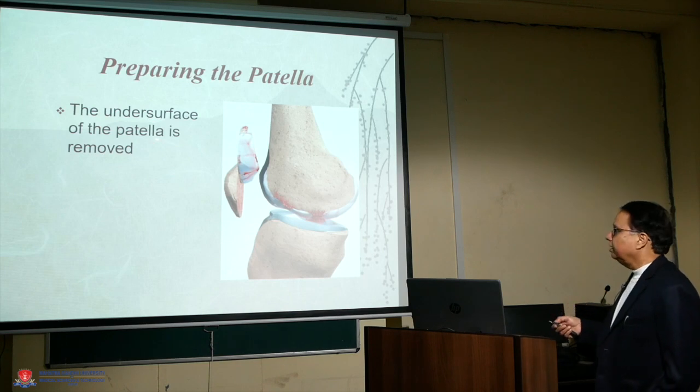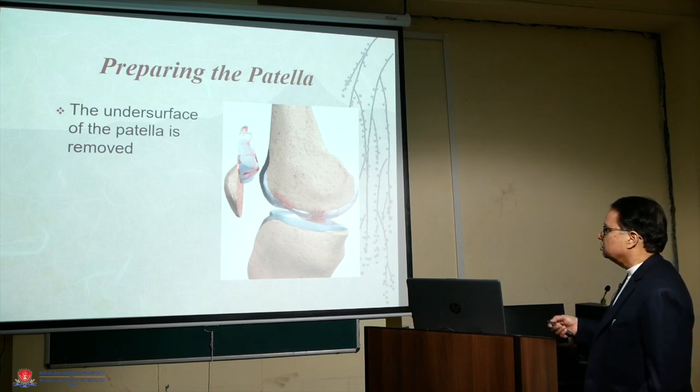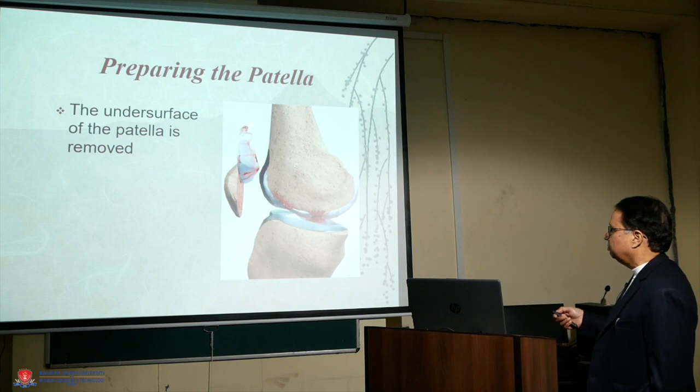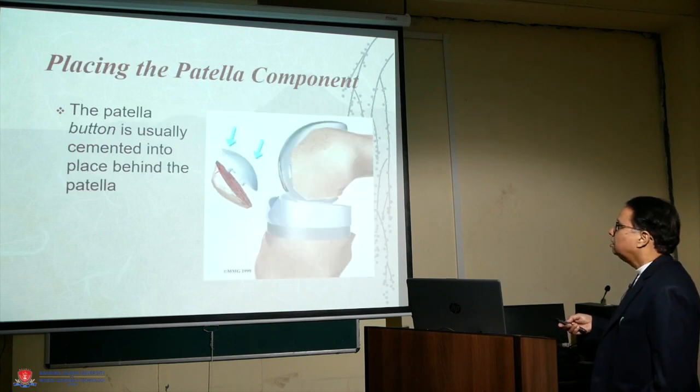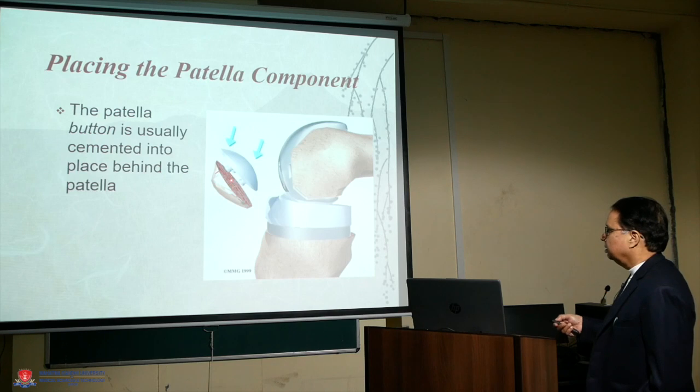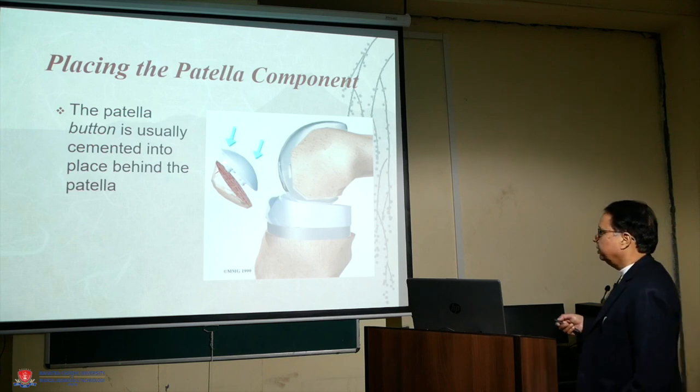And in the same way we prepare the patella also, we remove the damaged articular cartilage, right? And we fix the artificial implant button to it this way. But nowadays there are surgeons who are not replacing this, and even then the result is fruitful. But we have a component which can be placed here.